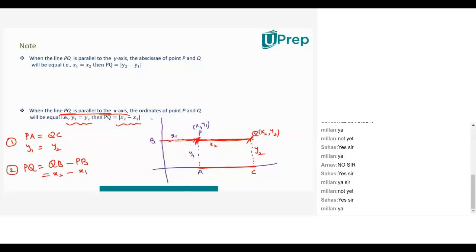Now why did I use this modulus symbol specifically? Why didn't I leave it with x2 minus x1? Because I know that distance cannot be negative. So whether it is 3 minus 5 or 5 minus 3, the length should always remain positive. To just say that, we use the modulus symbol.